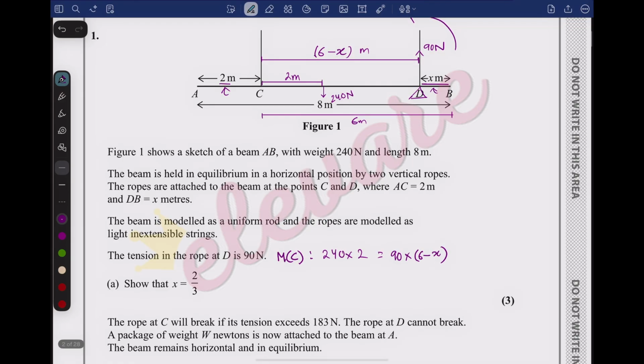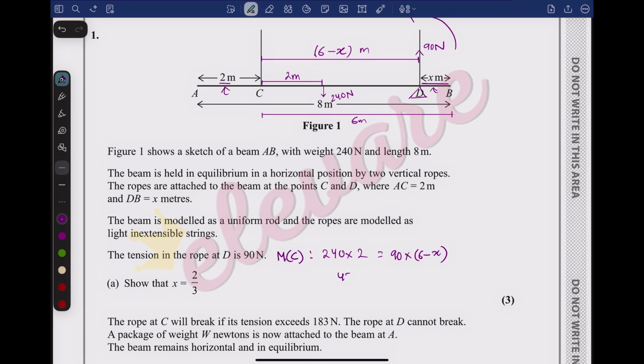Okay, and you write down just one more step. Let's say 480 is equal to 540 minus 90x, and then you can directly write down the answer. Okay, actually do not do that. That brings me to a new point: whenever you have a "show that" question, a question that starts with the words "show that" or even "prove that", in these types of questions, you always have to show every single step, no matter how silly or simple that step is.